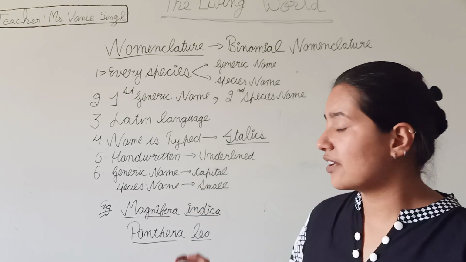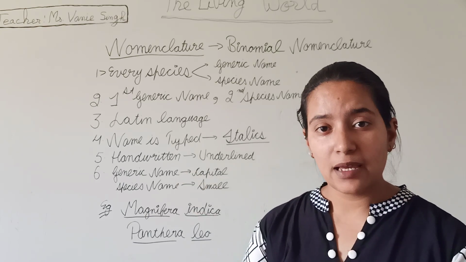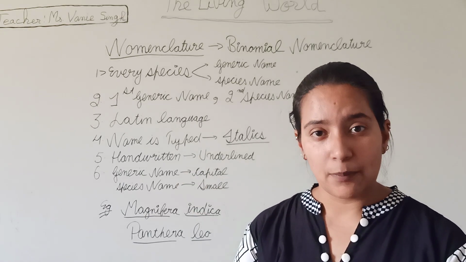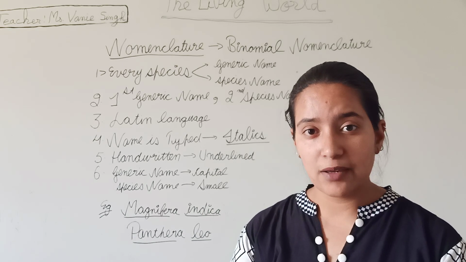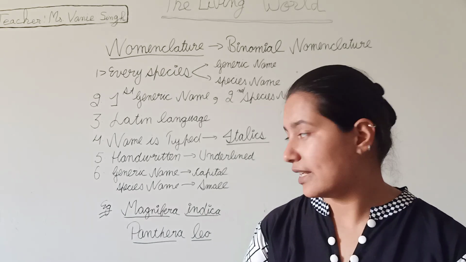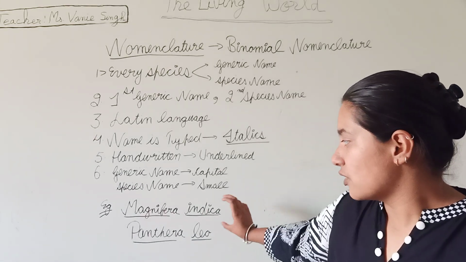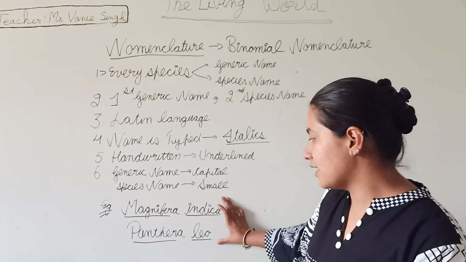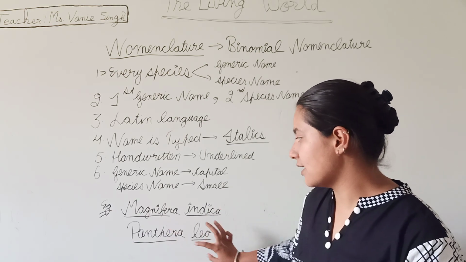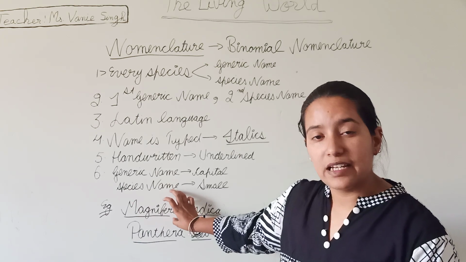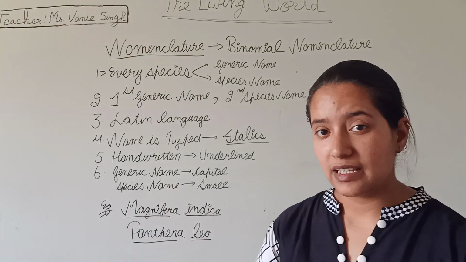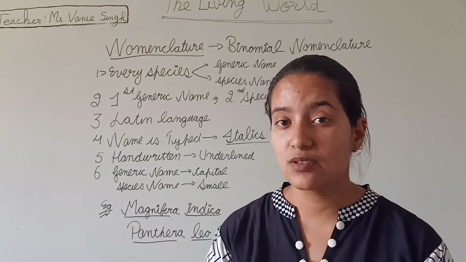The next rule: the generic name will always be in capital and the species name will always be in small letters. As you can see in the example here, Mangifera indica and Panthera leo. In Mangifera, M is capital and in indica, i is small.